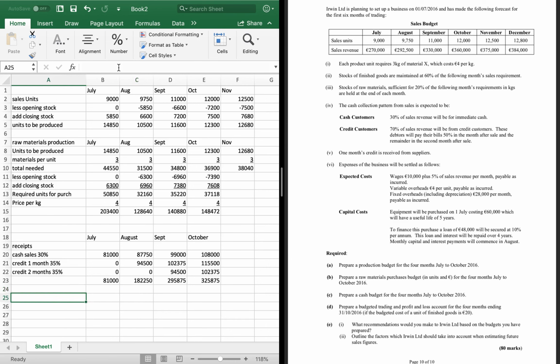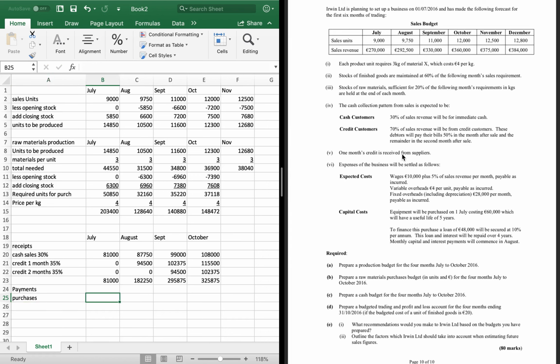So, then you move on to your payments. There's not a huge amount of work to do with this. So, it tells us it says 1 month's credit is received from suppliers. So we pay for our purchases 1 month after. Now, we don't have to work out what our payments are because we work them out in Part B.